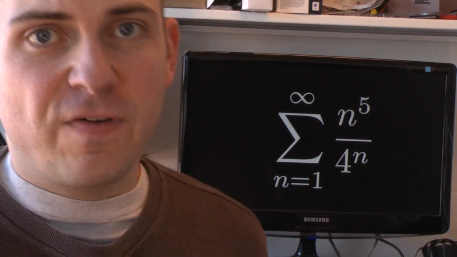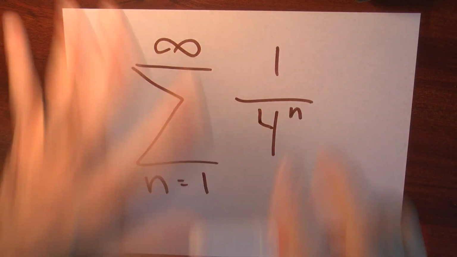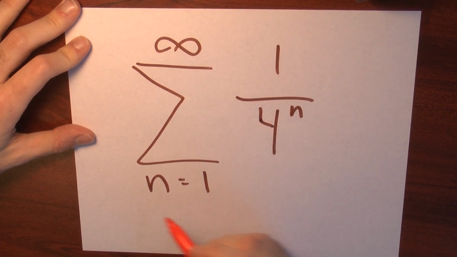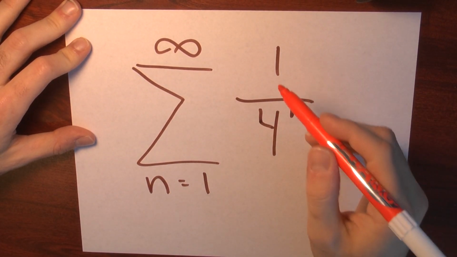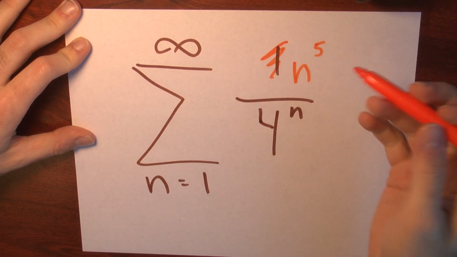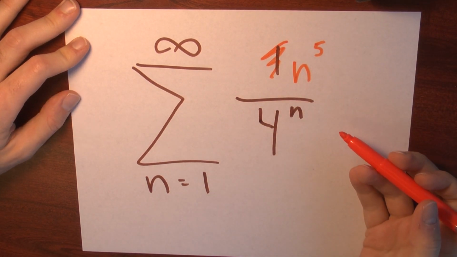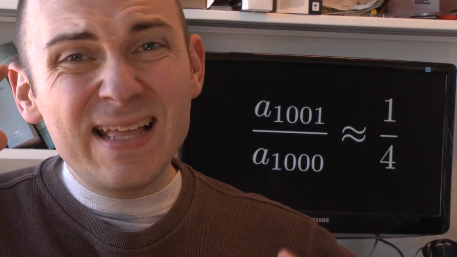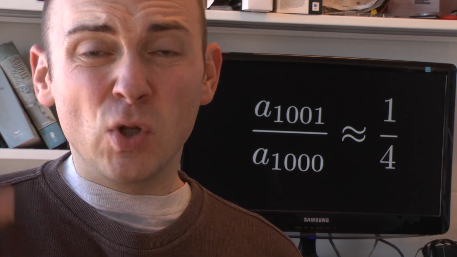What if we modify the series somewhat? So what if instead of looking at this series, we looked at the series, the sum n goes from 1 to infinity, not of 1 over 4 to the n, but say n to the 5th over 4 to the n. That series is not a geometric series anymore, but it ends up at least approximately looking like one.